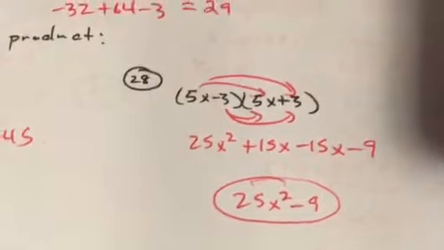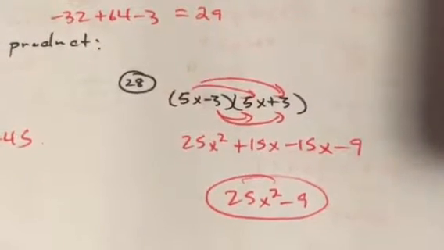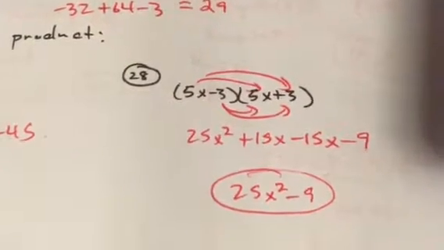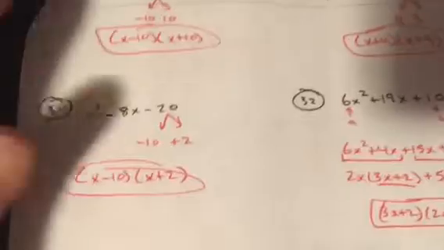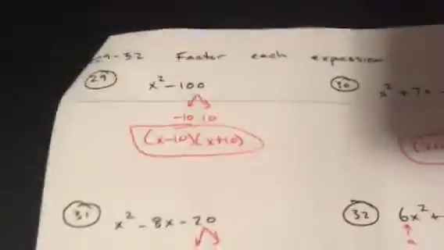Number 20, you have conjugates here. That's why the middle terms cancel. Let's give you 25x squared minus 9. All right, next page here. We got some factoring, so we'll end the video after this page, and we'll have 2 more to finish this up.